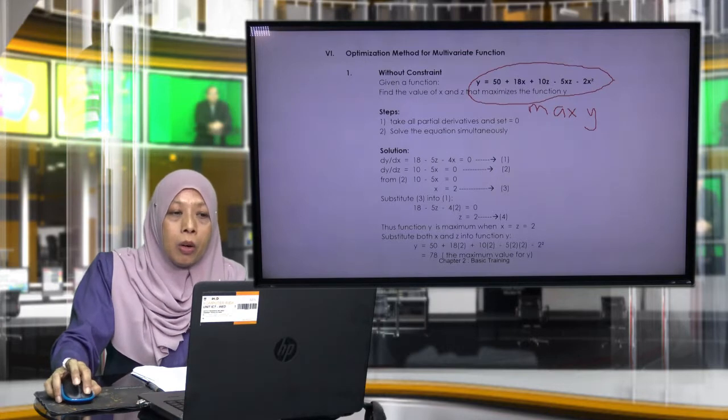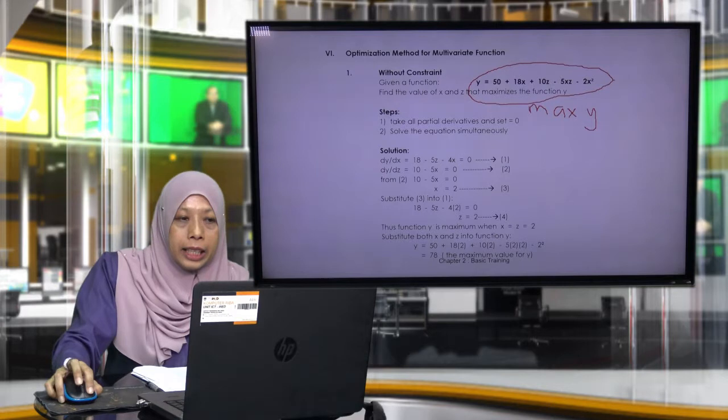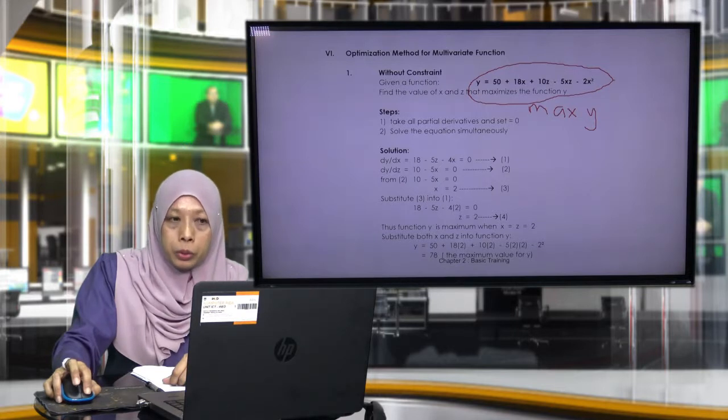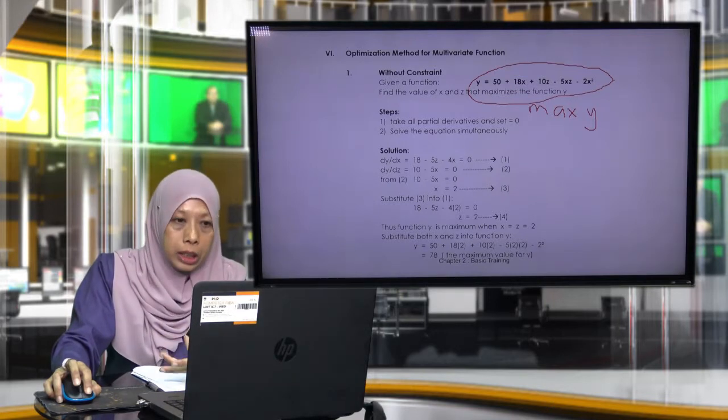So what you need to do next is set each of the partial derivative equations equal to 0. So dy/dx, 18 minus 5z minus 4x, you set it equal to 0. And the other function, dy/dz, 10 minus 5x equals 0. So you have two equations with two unknown variables. How are you going to solve it? This is where you're going to use the simultaneous equations method.